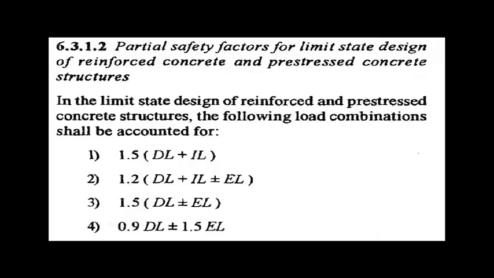In the limit state design of reinforced and pre-stressed concrete structures, the code suggests the following load combinations: 1.5 dead load plus imposed load, 1.2 dead load plus imposed load plus or minus earthquake load, 1.5 dead load plus or minus earthquake load, and 0.9 dead load plus or minus 1.5 earthquake load. So let us define these loads and load combinations in the STAAD file.